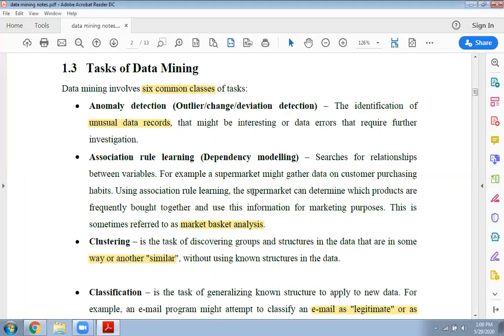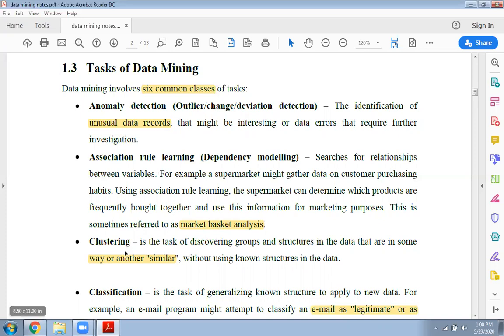For example, in a supermarket, we can gather data on consumer purchasing habits, at which products are frequently bought together. For example, Colgate is bought together with a toothbrush. A soap is bought together with a detergent powder. A cloth is bought together with a detergent. So these are the related types of products, and we need to find them out. This is known as market basket analysis, and this comes under association. So we have to find the associated data.